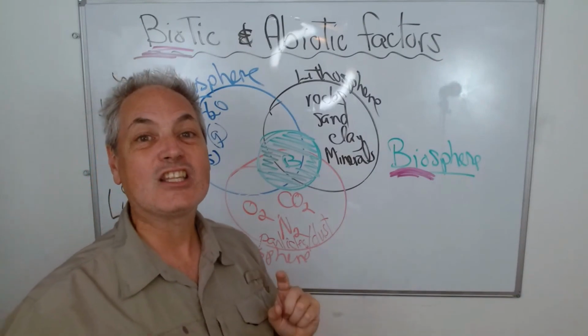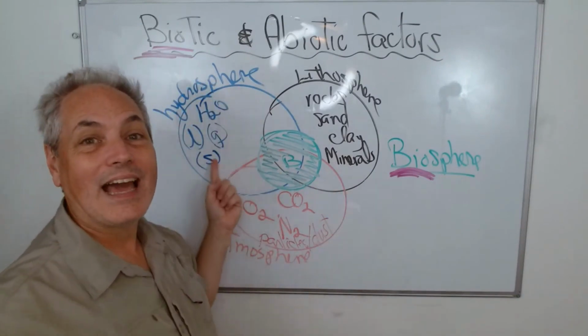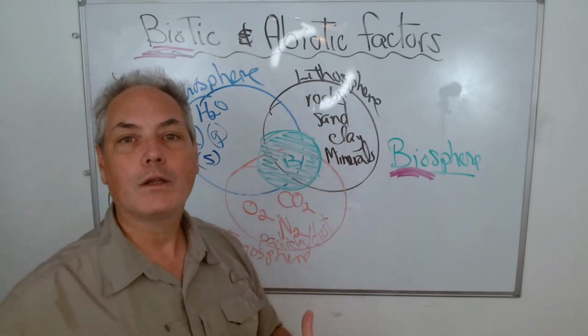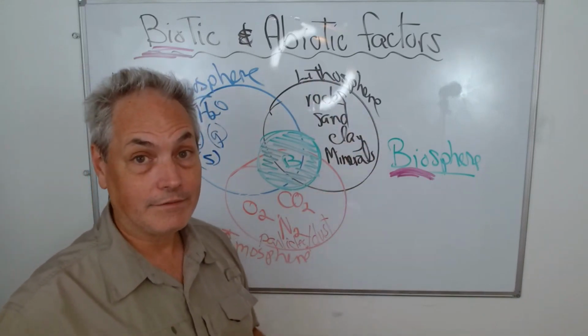On the other hand, the abiotic factors is everything that is non-living. That means the hydrosphere, the atmosphere, and the lithosphere. It's all about the chemistry of the environment.